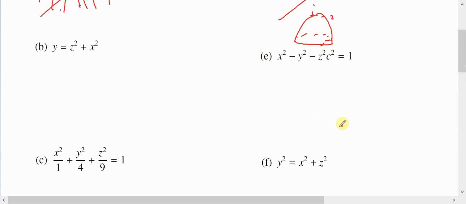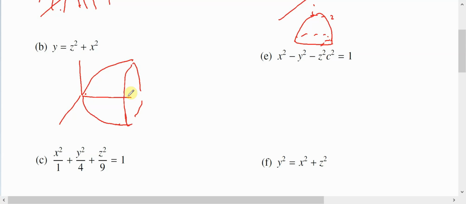All right, and then B, y equals z squared plus x squared. That is an elliptic paraboloid, and it's going to be opening in the y direction. So it's just going to go like this. There's really nothing to label on this one, since it's hard to draw the nice dimensions here, so this would be fine just having it open in the y direction.